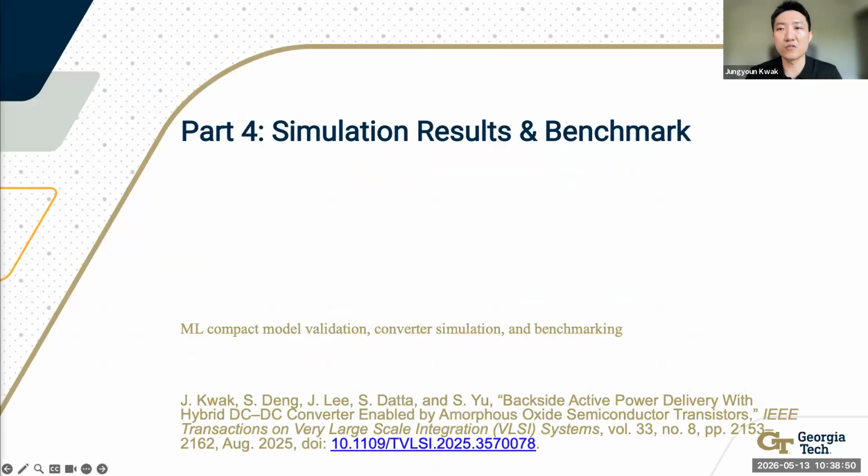Now we enter part 4, the simulation results and benchmark. Everything we have described so far, indium tungsten oxide devices, capacitors, inductors, hybrid topology, and control circuits, must be confirmed through simulation.